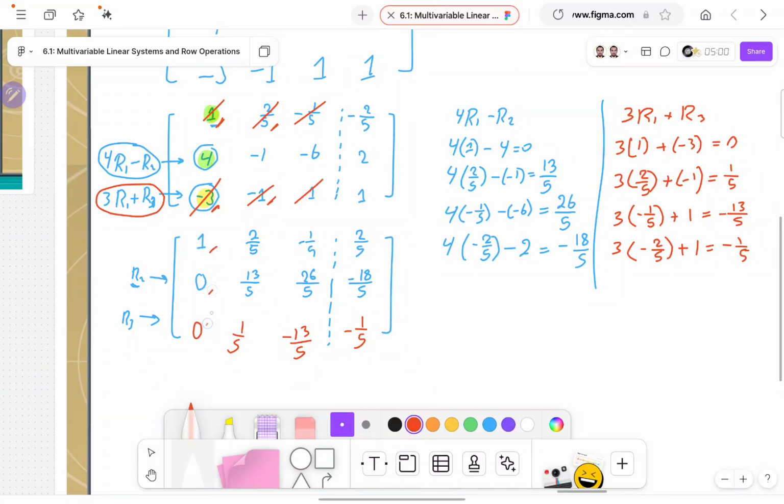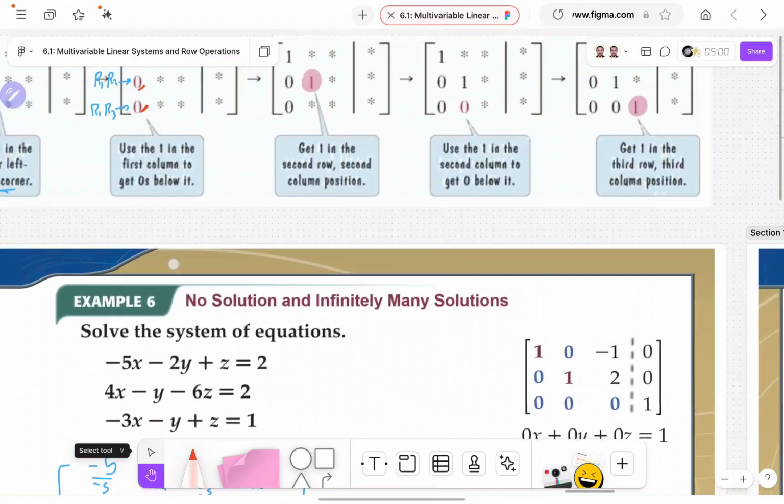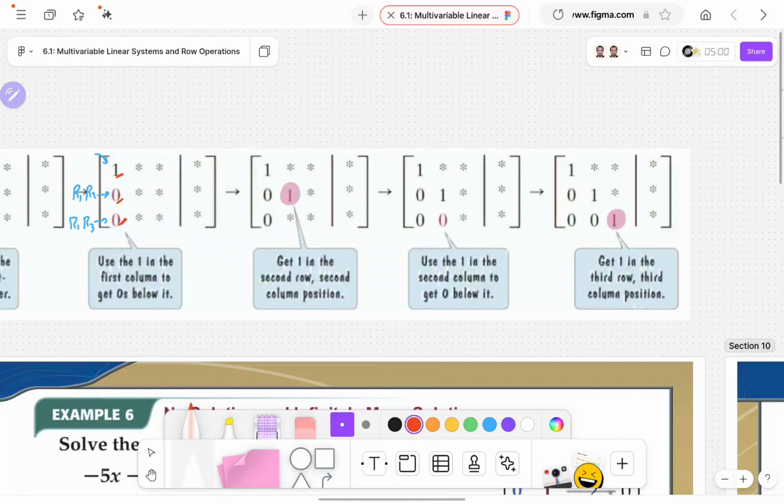Now the next step is to make this value equal 1, which is to get 1 in the second row, second column position. Then after that we need to make this value equal 0. To make this value equal 1, I need to divide or multiply row 2 by a number. And to make this value equal 0, I need to solve row 2 with row 3.